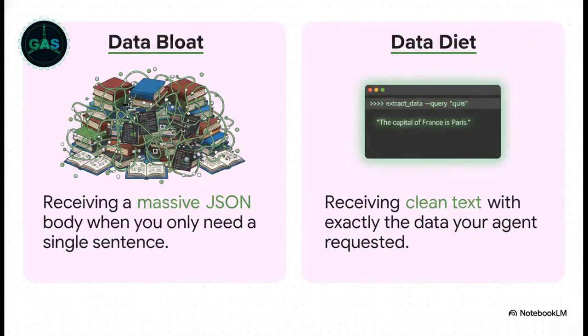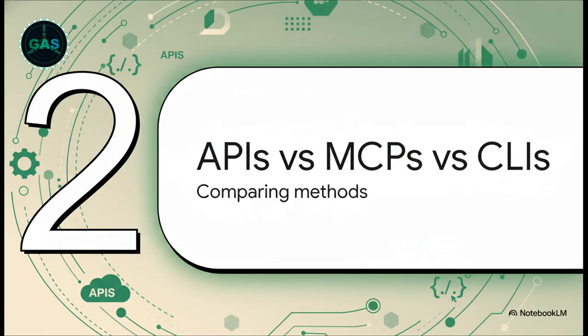This brilliantly illustrates the real problem with our current setups. Using older connection methods forces your agent into what we can call data bloat. Think of it like paying to read an entire encyclopedia just to find one single sentence. It's wildly inefficient. CLIs, on the other hand, put your agent on a strict data diet. You ask for a specific piece of data, and the CLI just hands back exactly what you need in clean, highly readable text.